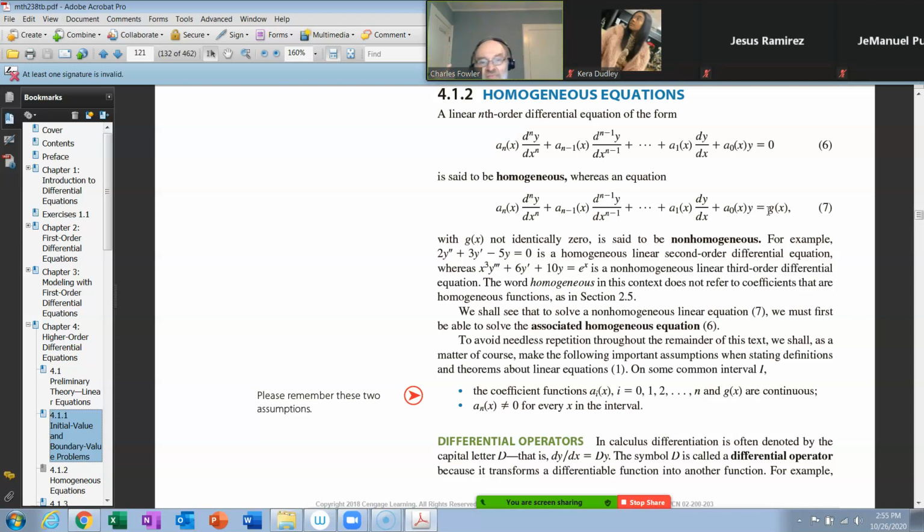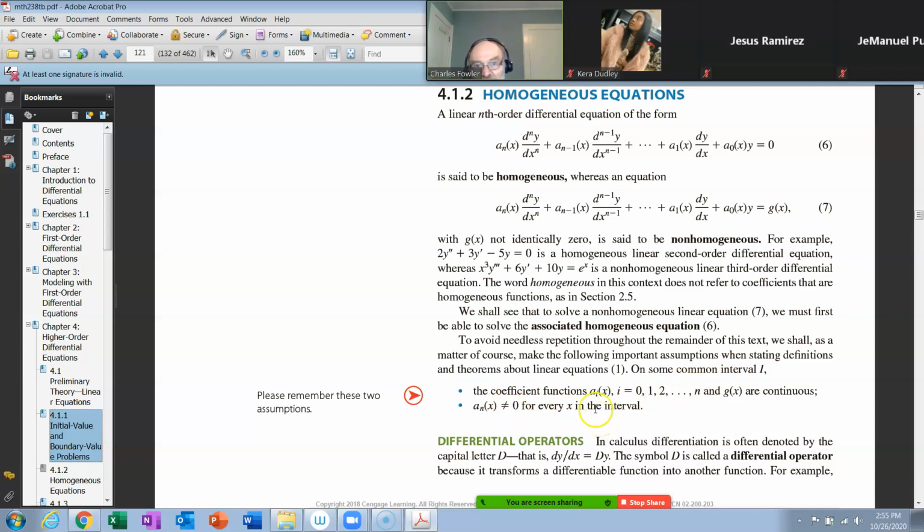Okay? Now, the other condition, excuse me, is that the a sub n of x, that very first one, here or here, whichever one it is, cannot be 0 for every x in the interval. Remember, x defines your interval there, your domain that you're dealing with. The a sub n of x cannot equal 0 for any x in that interval.